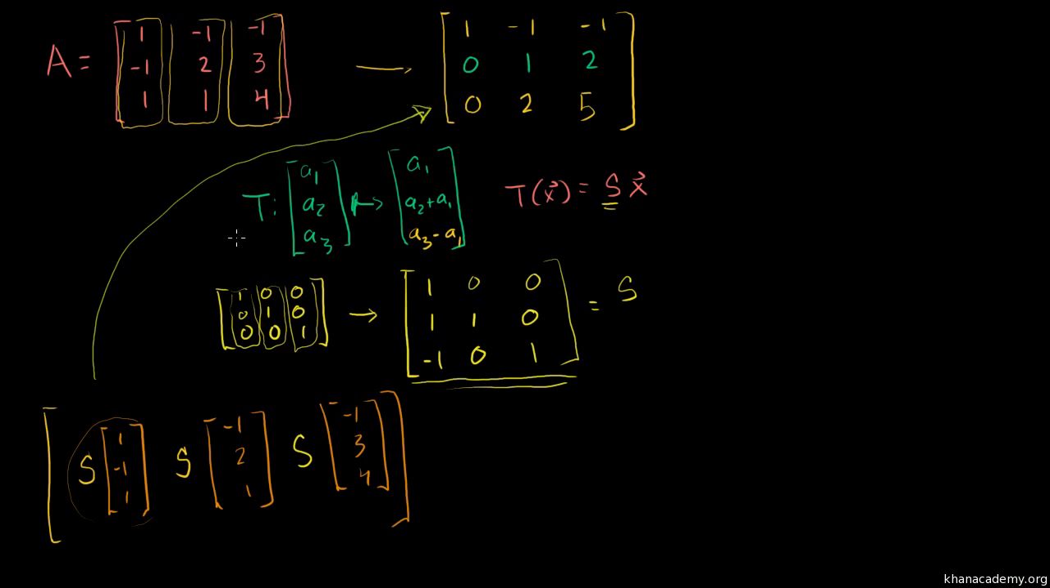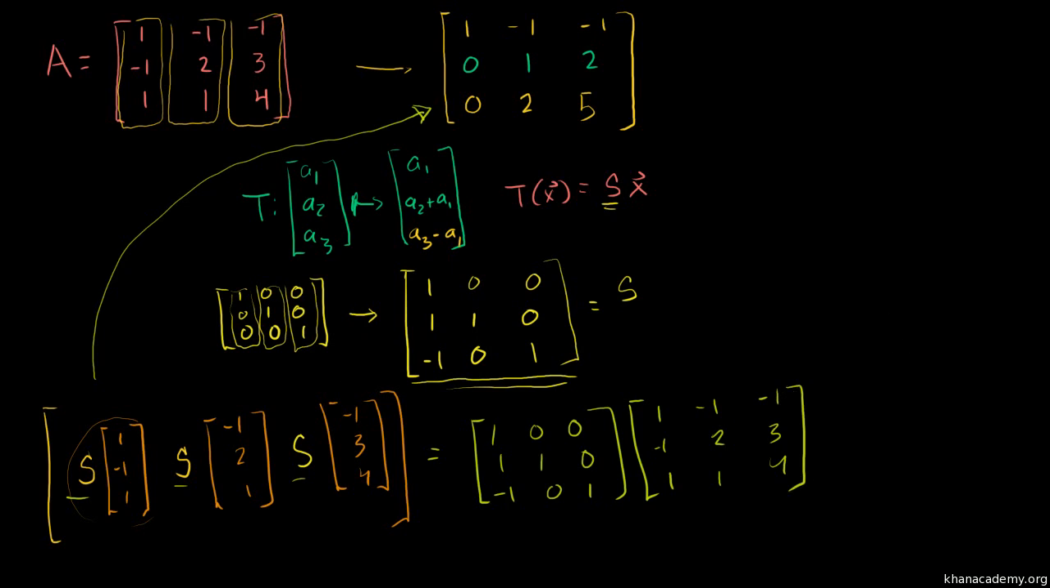So another way you could write it, what is this equivalent to? When you take a matrix and multiply it times each of the column vectors, when you transform each of the column vectors by this matrix, this is the definition of a matrix-matrix product. This is equal to our matrix S, which is 1, 0, 0, 1, 1, 0, minus 1, 0, 1, times our matrix A, times 1, minus 1, 1, minus 1, 2, 1, minus 1, 3, 4.